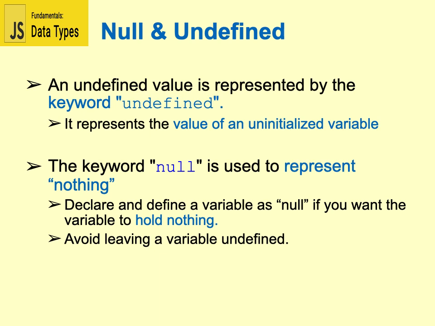Avoid leaving a variable undefined. Suppose you are initializing a variable with null, then that will avoid leaving a variable undefined. That is the meaning of null and undefined. Suppose you are not giving an initial value for a particular variable, then that returns undefined. Suppose you need to make a particular variable nothing, you have to initialize it with null.